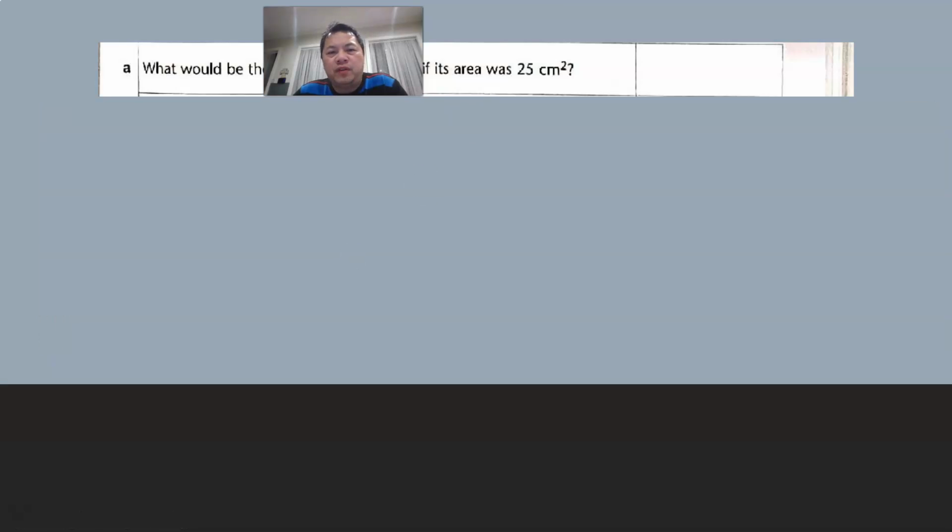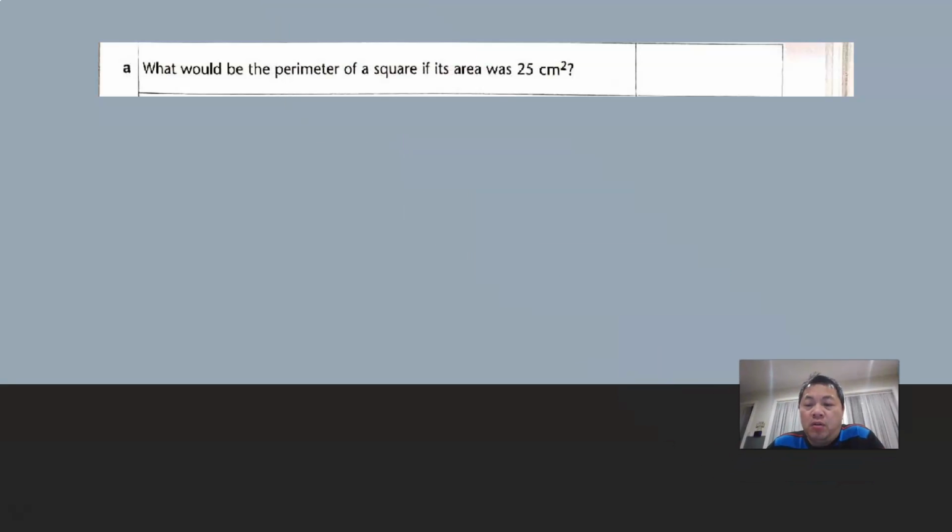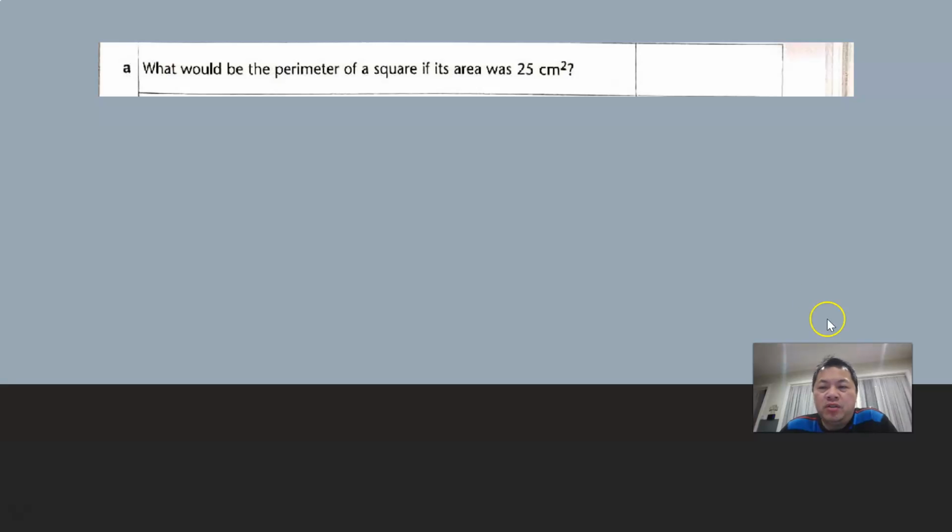So what about this question here? Moving on, they say what would be the perimeter of a square if its area is 25 cm squared? These are all thinking questions, might be challenging for some of you, but do follow through the video and then apply the concept that we have done here into your practice.